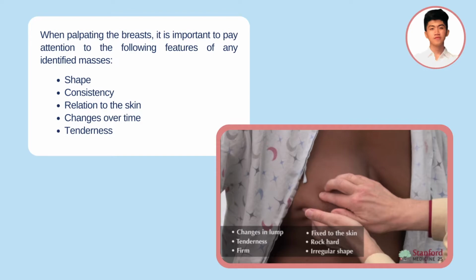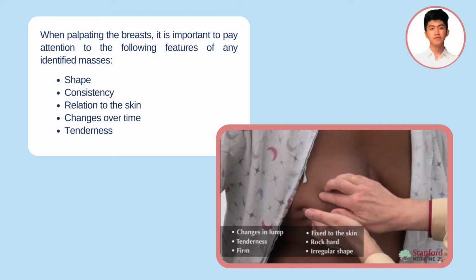Shape. The most common benign lesions like a cyst or a fibroadenoma have very regular borders, while cancerous nodules tend to almost always be irregular in shape. Consistency. A mass that feels rock hard or otherwise very firm is probably malignant, while a rubbery or elastic consistency is typical of a benign lesion.